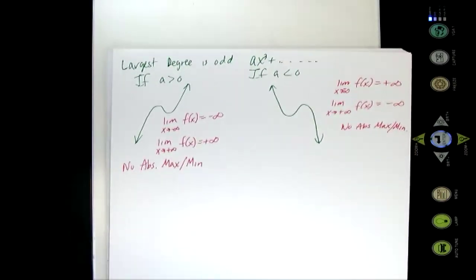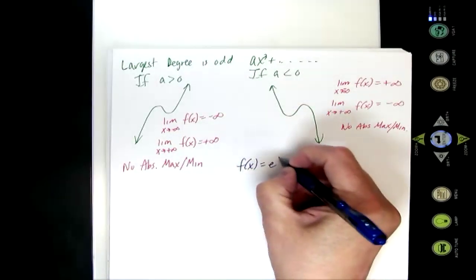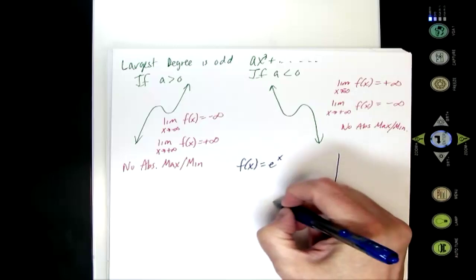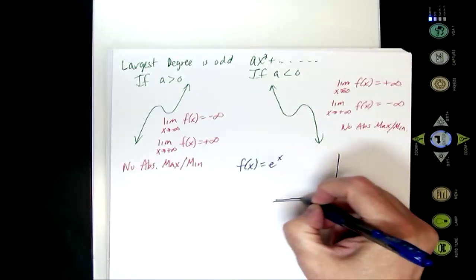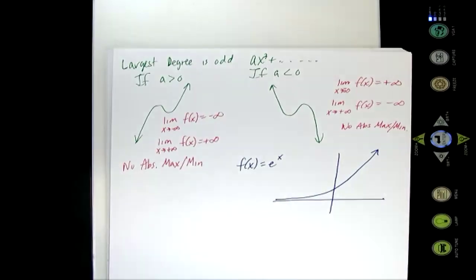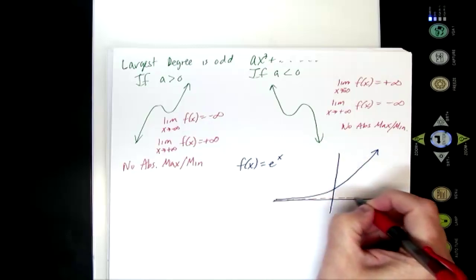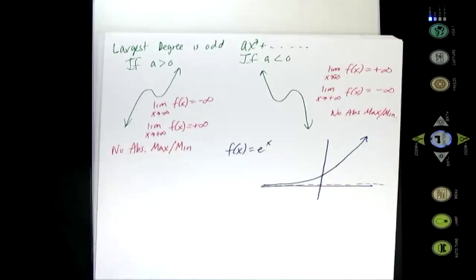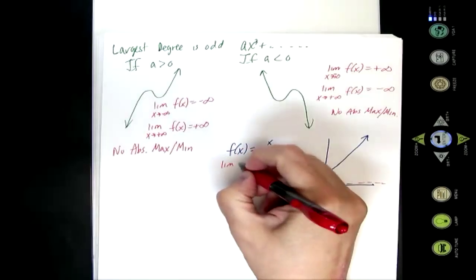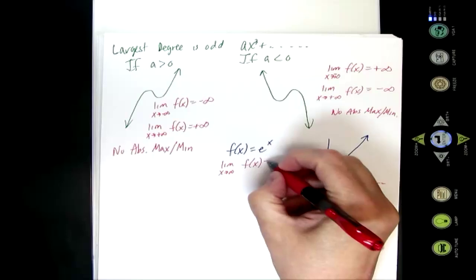One's like e to the x. Recall what e to the x looks like. The x-axis for e to the x is an asymptote. The limit as x goes to infinity of f of x is infinity.